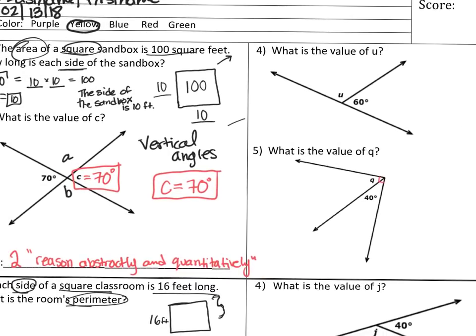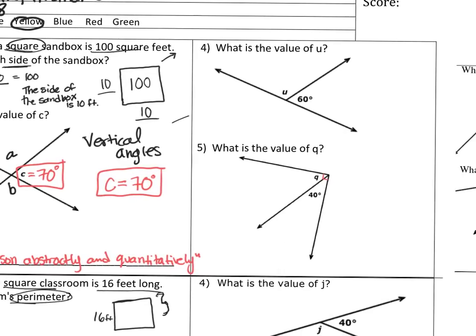Number 4 says, what is the value of U? Like I said, we're going to take notes today on supplementary and complementary angles, but right now I'll tell you what U is actually representing. U is representing supplementary angles. So please write the word supplementary at the top. And the thing that you need to know about supplementary angles is that they add up to equal 180 degrees.